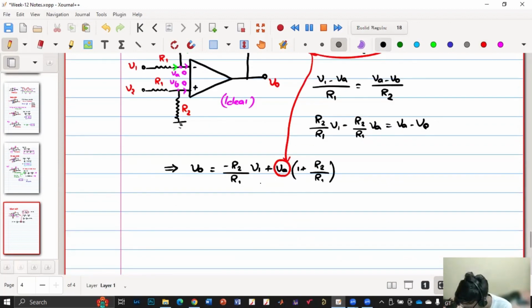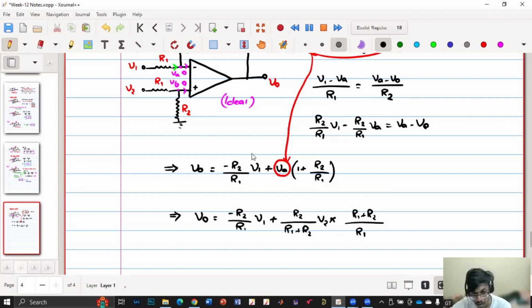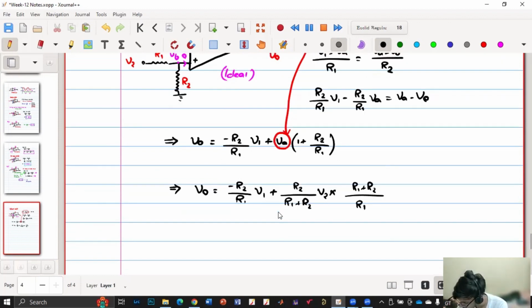Now I will get V0 equal to minus R2 by R1 into V1 plus VA, which is R2 by R1 plus R2 into V2, times R1 plus R2 by R1. So what will get cancelled here? The numerator and denominator get cancelled, leaving R2 by R1 into V2. So now this can be written as V0 equals R2 by R1 into V2 minus V1.